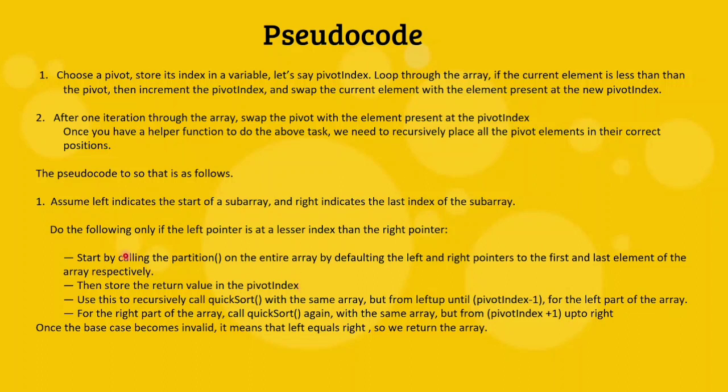Then use this to recursively call quicksort with the same array, from left up until pivot index minus 1, for the left part of the array. For the right part of the array, call quicksort again with the same array, from pivot index plus 1 up to the right. Once the base case becomes invalid, meaning left equals right, we need to return the array.